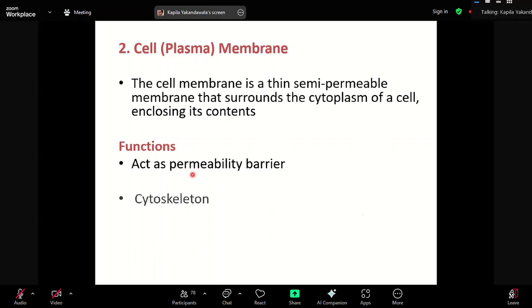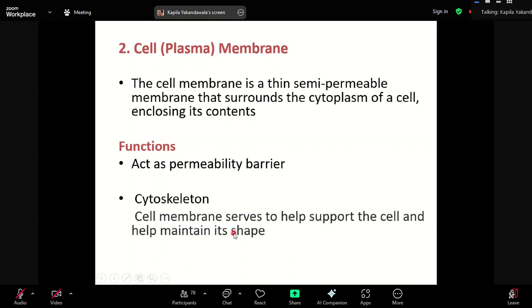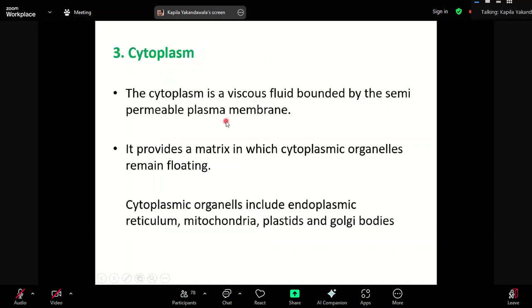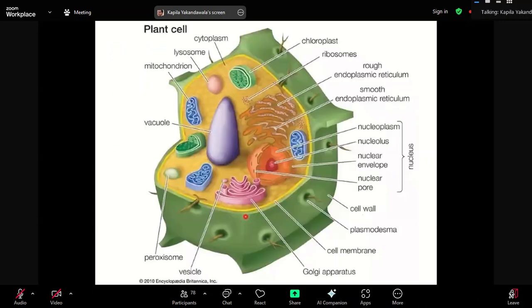So they act as a permeability barrier so that certain things can come in, certain things can move out. And it helps the cytoskeleton or gives support for the cell. Then cytoplasm is a fluid inside the cell. It is filled with different organelles like mitochondria, chloroplast, endoplasmic reticulum. They are embedded in this cytoplasm. This is cytoplasm, right? This is mitochondria, chloroplast, endoplasmic reticulum. This is the nucleus. So this is a picture of a cell.